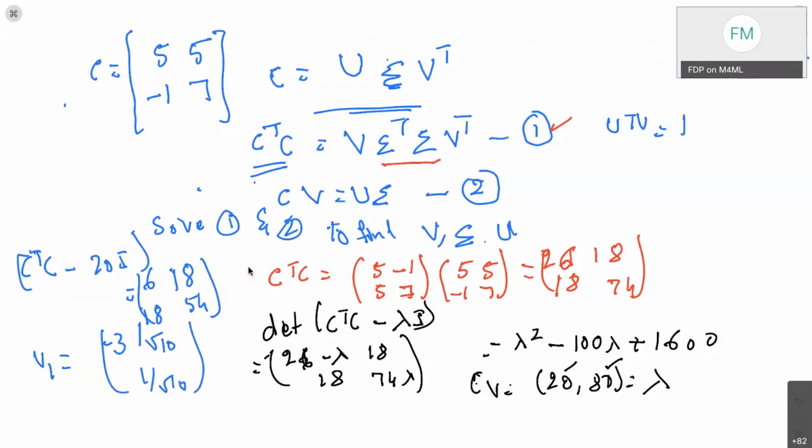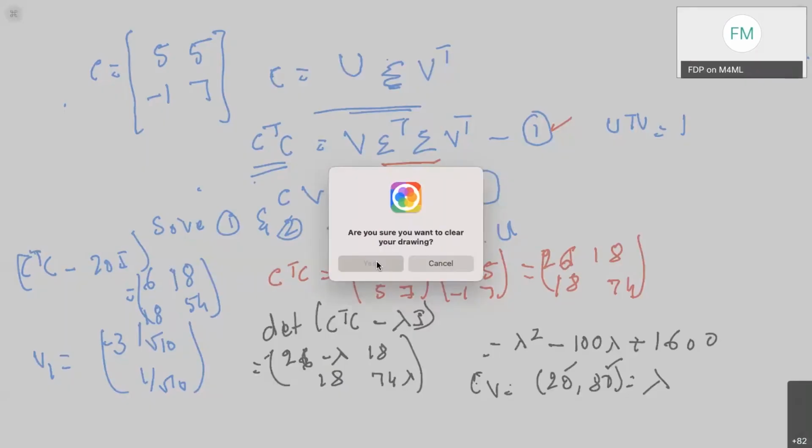So similarly, I'll just delete this. Similarly, for C transpose C minus 80I, we get minus 54, 18, 18, minus 6.